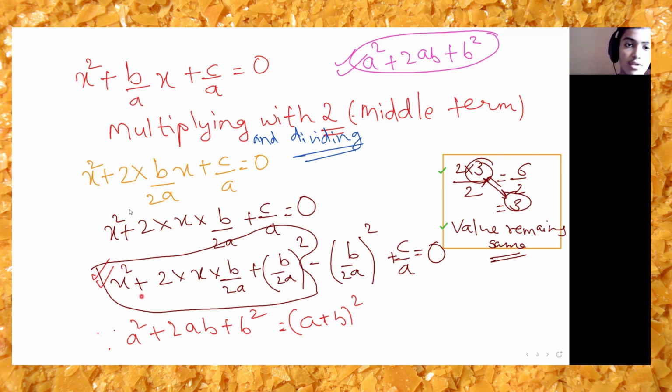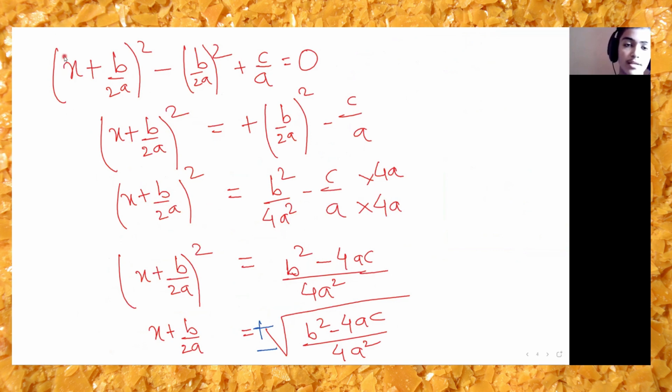So now if you carefully observe the first three terms, x square plus 2 into x into b by 2a plus b by 2a whole square, this is in the form of a square plus 2ab plus b square. So instead of writing this much long, we will directly write it in the form of a plus b whole square. So you may know the algebraic identity: a plus b whole square is equal to a square plus 2ab plus b square. That is all we are going to do here. So now we have written it in the form of x plus b by 2a whole square. That's it. We have only written it in the form a plus b whole square. The rest of the equation we have written as it is, minus b by 2a whole square plus c by a is equal to 0.